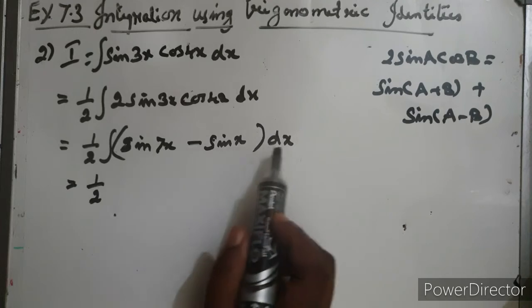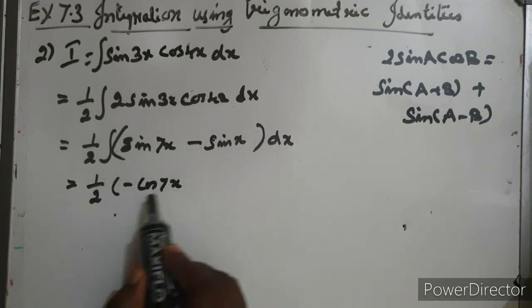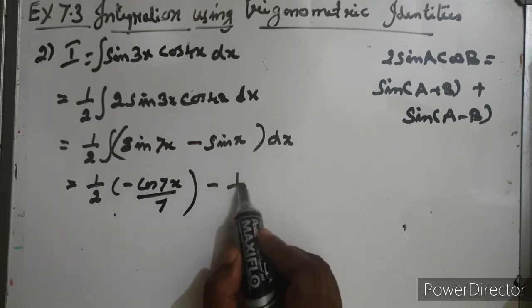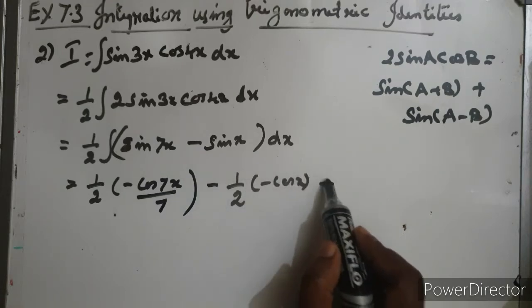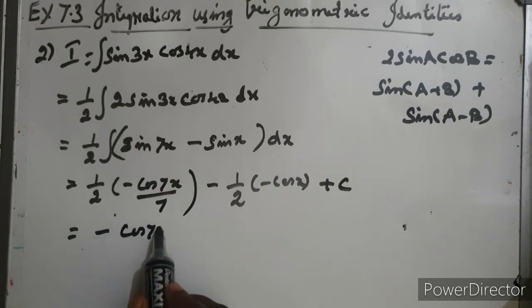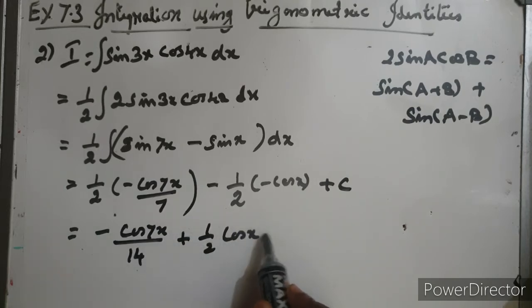So integral of sine 7x dx is minus cos 7x by 7, minus half into integral of sine x, which is minus cos x, plus c. So which is equal to minus cos 7x by 14, minus into minus gives plus, so plus half cos x plus c.